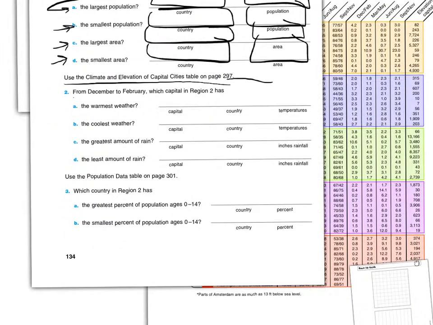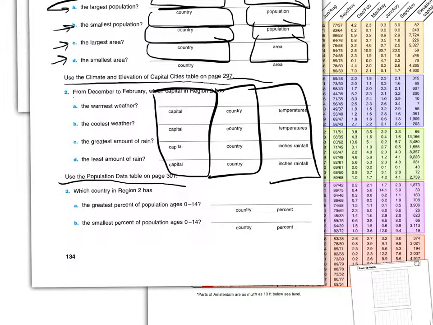And then the last one, it tells you to use the population data table on page 301. But I want you to make sure you fill in all the categories: the capital, the country, the temperatures, and inches of rainfall down there. And over here, I want you to make sure you put the country and the percent. So you can go back to your desk and work on the rest of it.